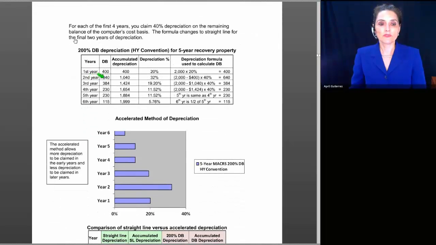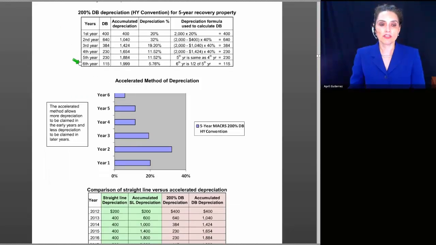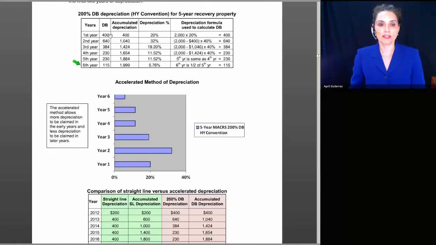Now, for each of the first 4 years, you claim 40% depreciation on the remaining balance of the cost of that computer. The formula will change to straight line for the final 2 years. So let's look at what's happening with the formula here. In the first year, we're claiming $400 of depreciation. And the percentage that we're using, if you were to go look up the percentage in IRS tables, is 20%. You're going to get $2,000 multiplied by 20%, and you get a $400 deduction.